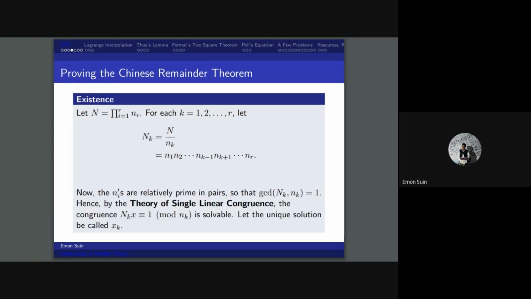So now we can say that there will exist a solution to Nk x congruent to 1 mod nk. There must exist some solution because the GCD of capital Nk and small nk is equal to 1. So does everyone understand why it should hold?